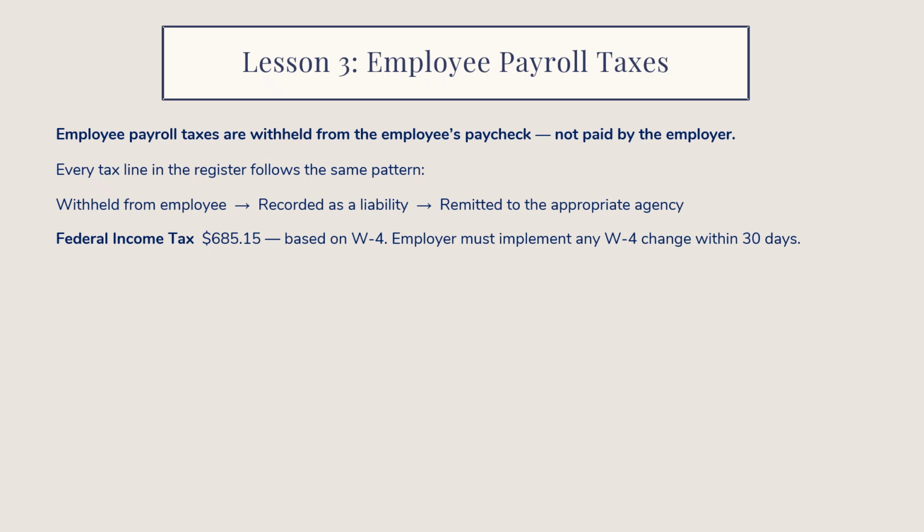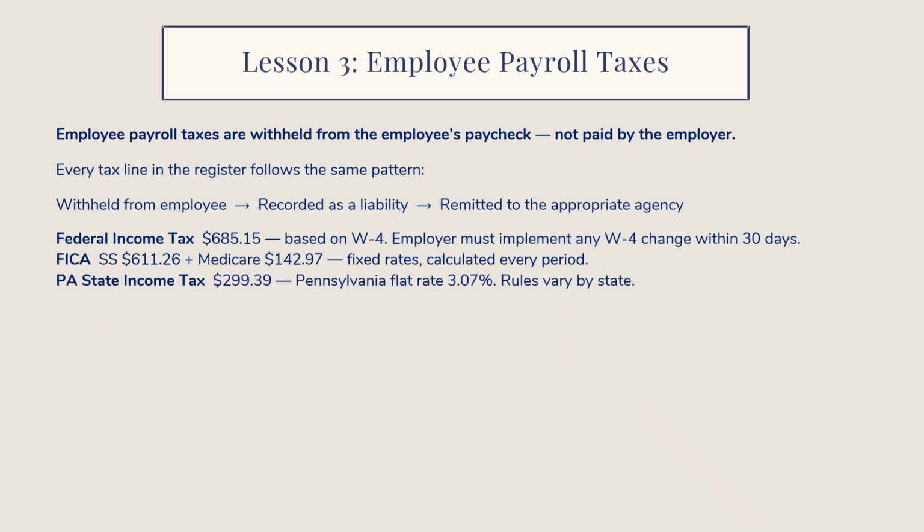Federal income tax is based on the employee's W-4, and employers must implement any changes to the W-4 within 30 days. And remember, the federal income tax is paid by employees only. Employers do not pay a federal income tax. FICA, this is your Social Security and your Medicare. It is a fixed rate and it is calculated every period.